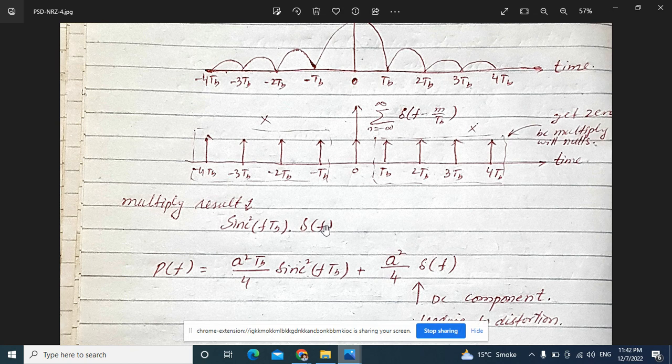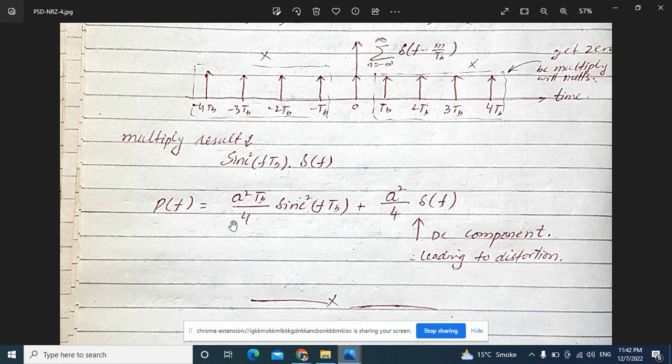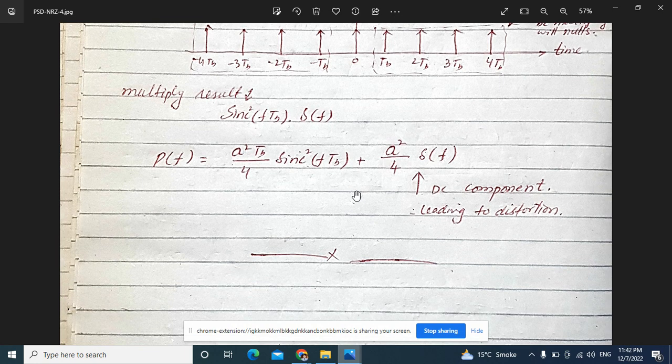Okay, so if you use this value in your previous equation, you will end up with the power spectral density A square Tb by 4 sin square f Tb plus A square by 4 multiplied by this delta function at this point. So it means that this extra term is basically the DC component, which is leading to the distortion, but it can be minimized, or it can be removed by using different techniques. This was the power spectral density.